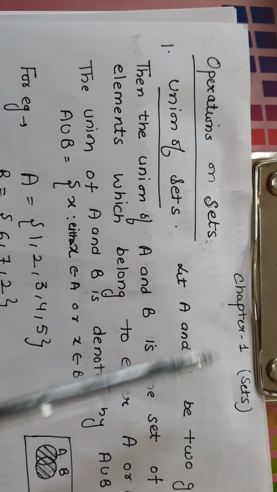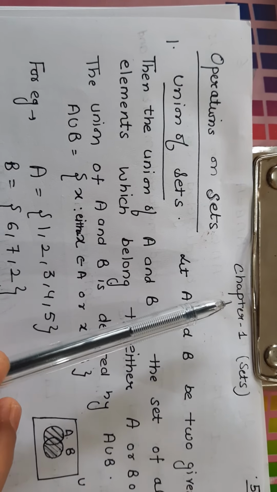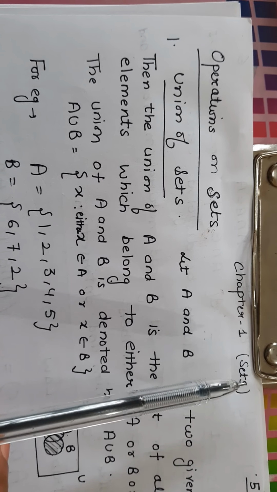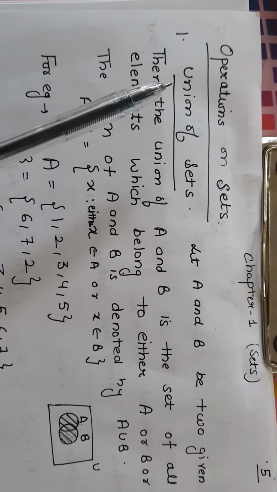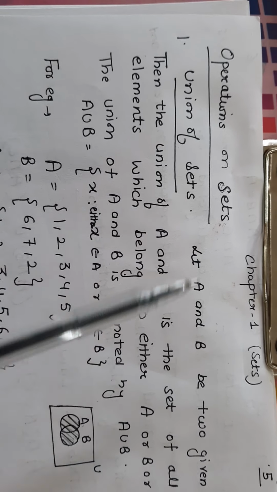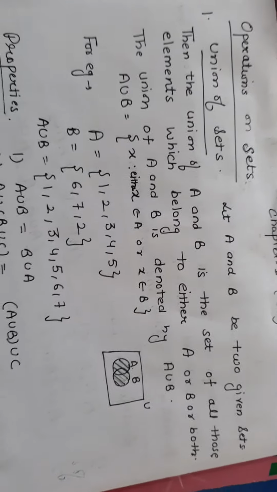Welcome students. In this video I am going to revise some more topics from chapter number 1, sets. Now first I am going to discuss the operations on the set. The first operation is union of sets. Let A and B be two given sets.